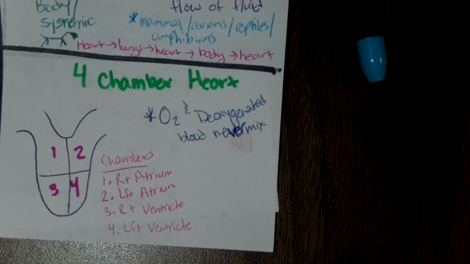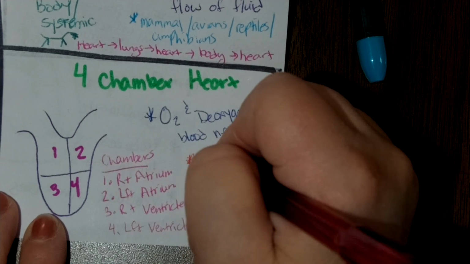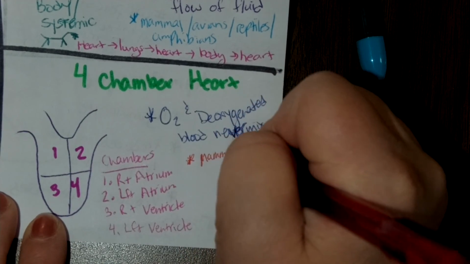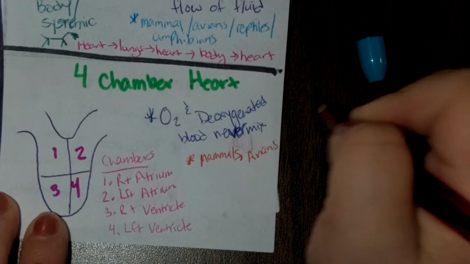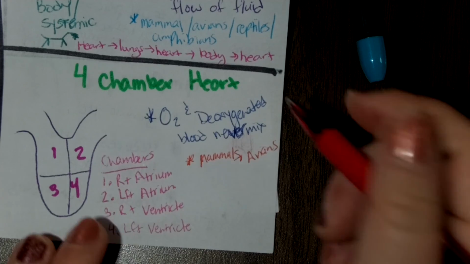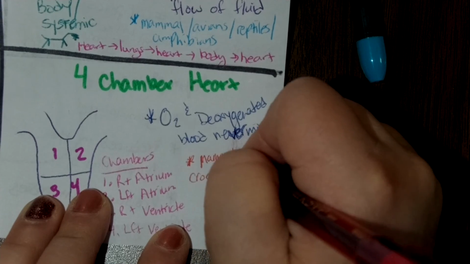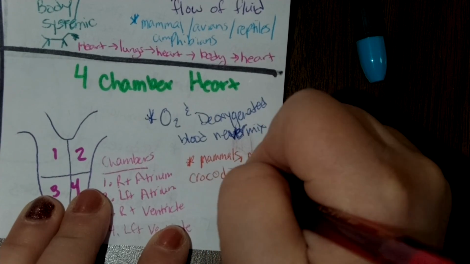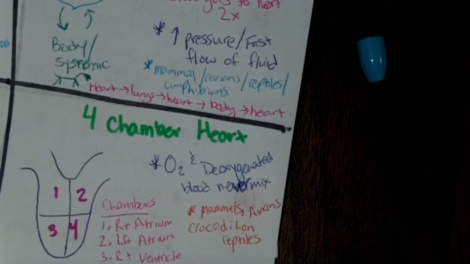So then the animals that have four-chambered hearts, we have mammalians, avians, right, which are birds. And then what type of reptiles? Crocodilian reptiles. So then those are the reptiles. Those will have four-chambered hearts.